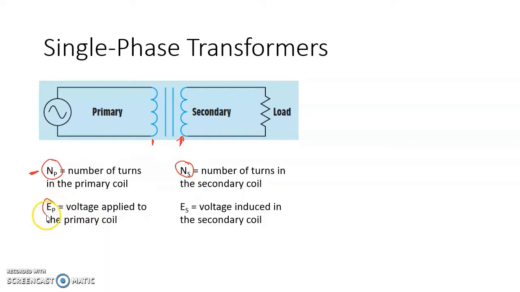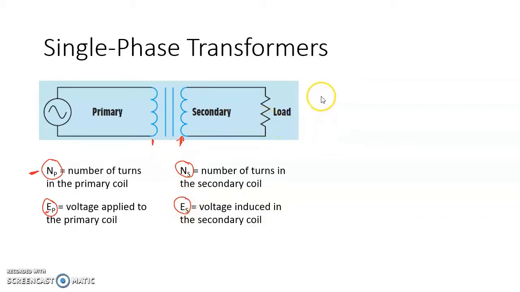The voltage applied to the primary coil, again, that's the applied voltage, that's the input voltage. So E is for voltage and P is for primary. And we have E sub S. That's the voltage that's induced onto the secondary coil.